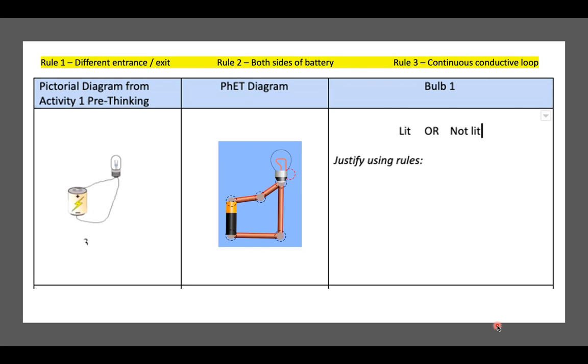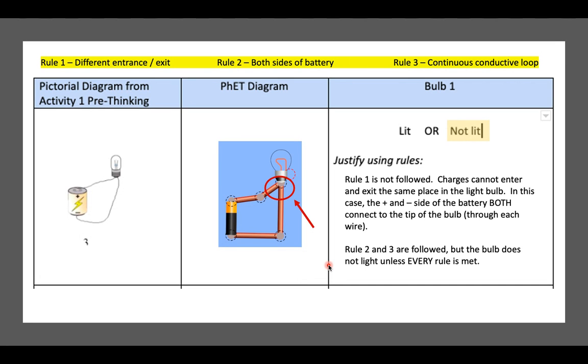I'm not going to look through all of them, but I selected 4 in particular that highlight key ideas. So here's your pictorial representation. I created this in PhET. Does it light? It does not. Why? Because rule 1 is not followed. Remember, in rule 1, you need a different entrance and exit for all charges.